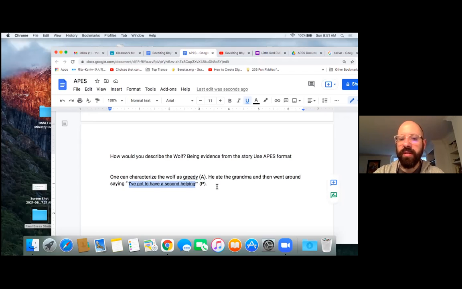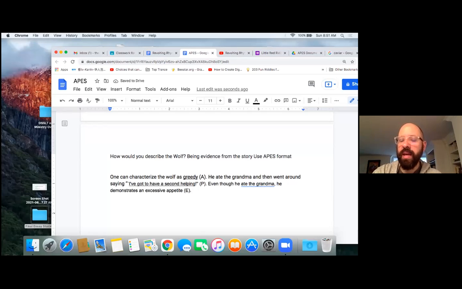Based on this evidence, you say something like, well, he already ate someone and yet he's going around saying he needs another helping. Like he seems to have this crazy appetite. So you might say something like that. Even though he ate the grandma, he demonstrates an incredible appetite. Or you could say an excessive, which means too much, appetite. That's the E.